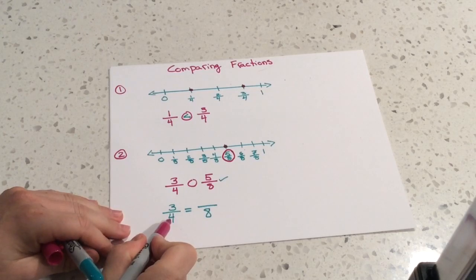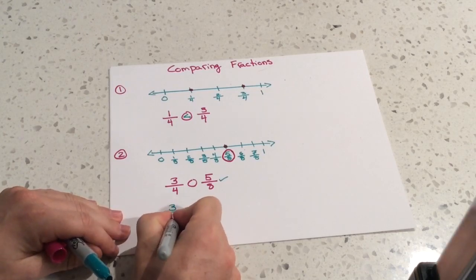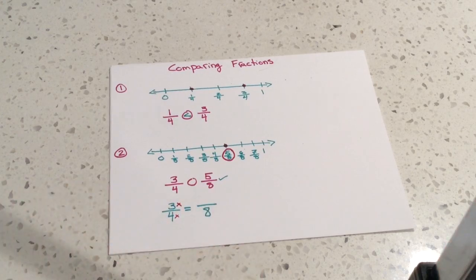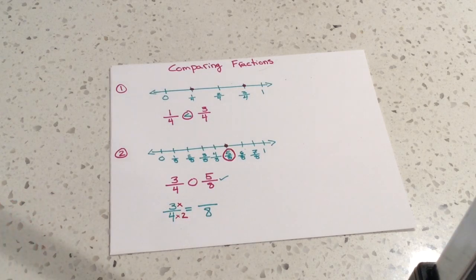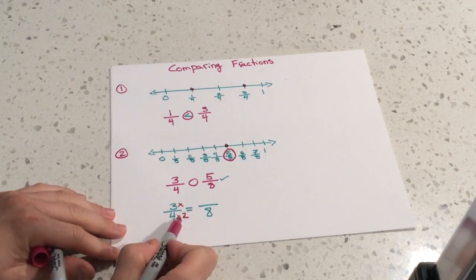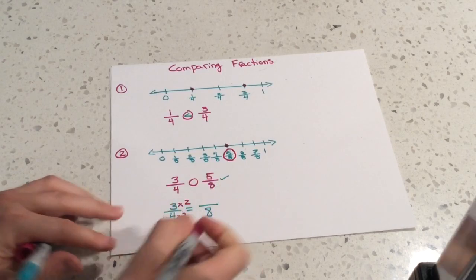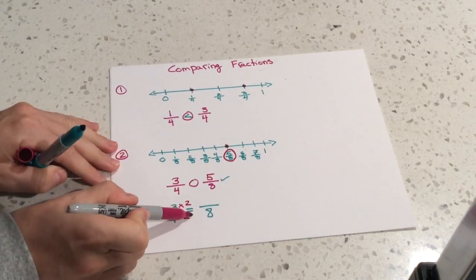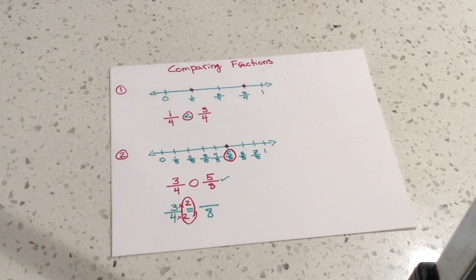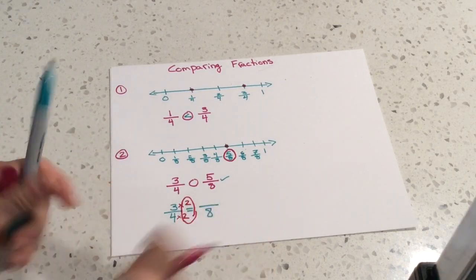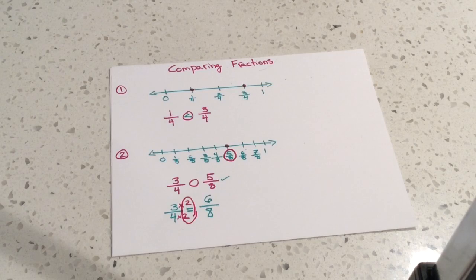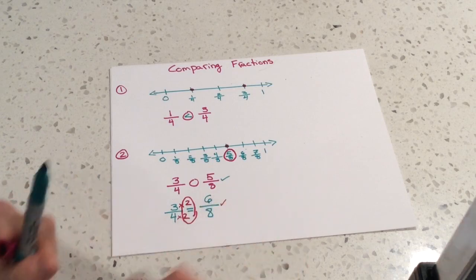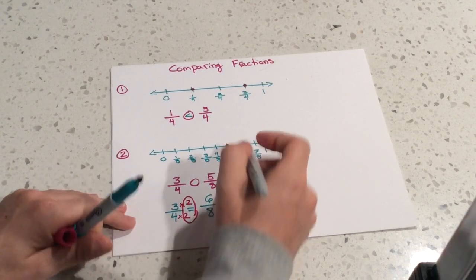So my denominator is 4, and I want it to become 8. So I know that I need to multiply. 4 times what will give me 8? I know that 4 times 2 is 8. And if I multiply 2 on the denominator, I need to multiply 2 on the numerator. We need to have that same number, top and bottom. 3 times 2 is 6. So 3/4 is equivalent to 6/8. Now I can place 6/8 on the number line.